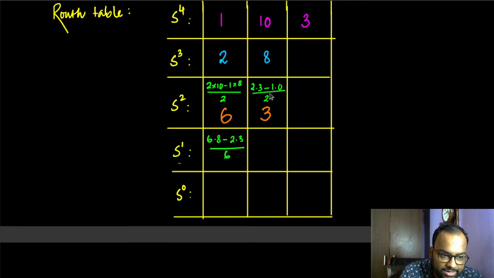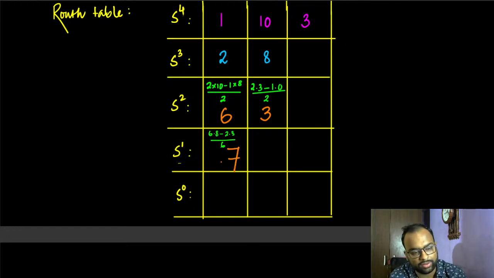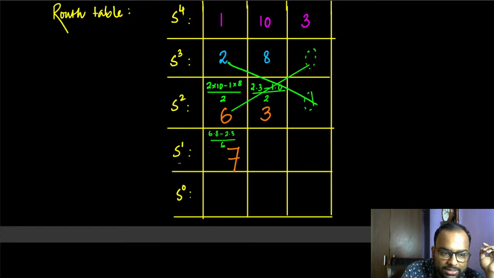That's going to be 6 times 8 minus 2 times 3 divided by 6. 48 minus 6 is 42, and divided by 6, that's going to be 7. This calculation ultimately yields 7. And there is no other calculation required, because if I had assumed a 0 here, the calculation would be 6 times 0 minus 2 times 0 divided by 6, and that would be 0. But that is unnecessary, so we don't put that here.